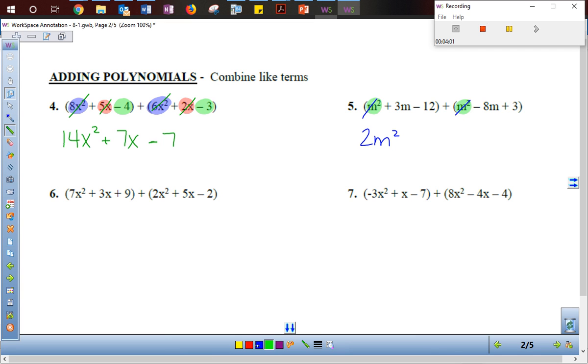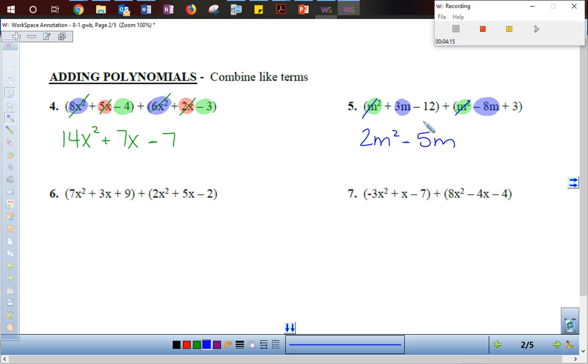Then the next thing that I see is an m to the first power. Here's an m to the first power, and here's an m to the first power. So a 3 and negative 8 gives me negative 5m, and I can cross them off. Then I have a constant negative 12 and a constant 3. I can add those together, and I get negative 9. Finally, before you move on, double check that it's in standard form. Degree of 2, degree of 1, degree of 0, we're okay.